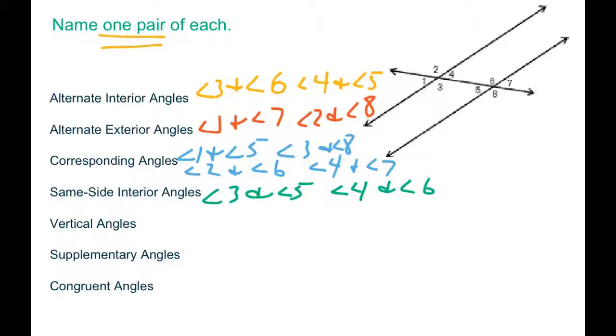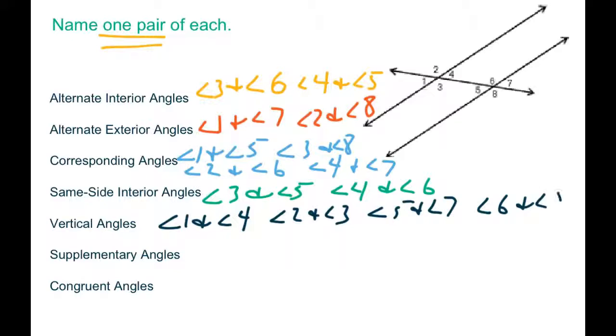Vertical angles, we have a lot of those. Angle 1 and angle 4. Remember, they're across from each other. Angle 2 and angle 3. And they kind of make a V pointing at each angle. Angle 5 and angle 7. And then lastly, angle 6 and angle 8. Remember, I'm listing all of them. You just need to list however many it says.